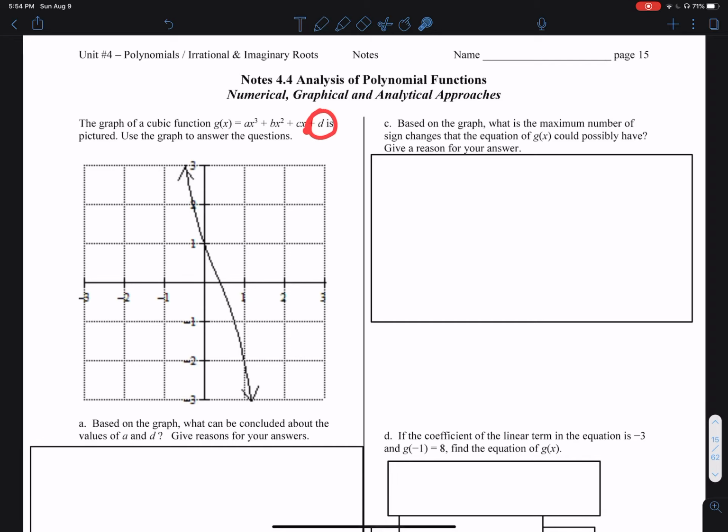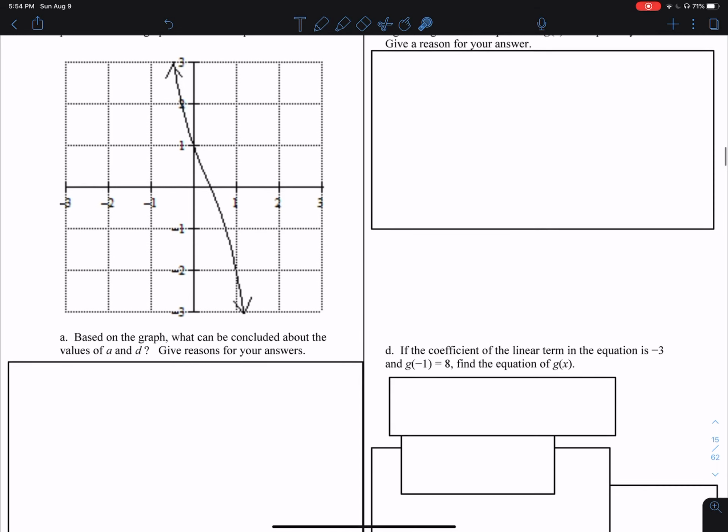D, that's usually pretty easy. That's the constant. That's where this graph crosses the y-axis. So since this graph crosses the y-axis at 1, then D is going to be 1. That's pretty simple. I think I can write my answer better than what I have written down here.